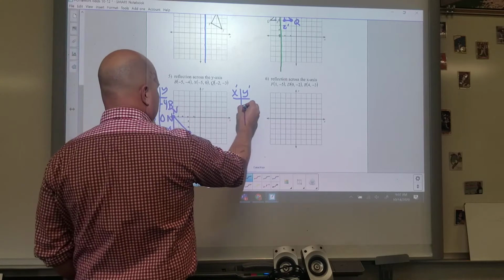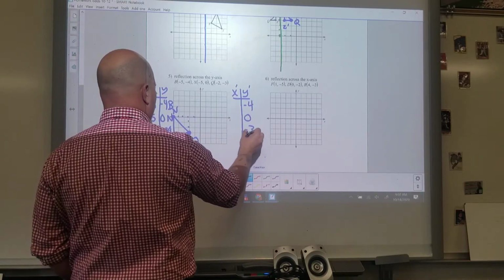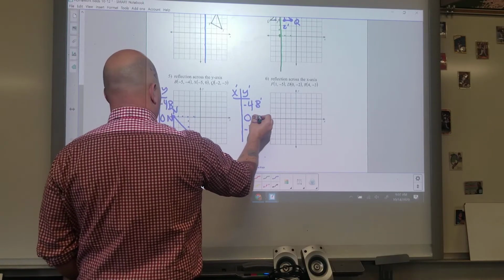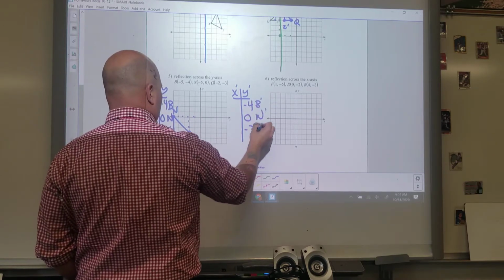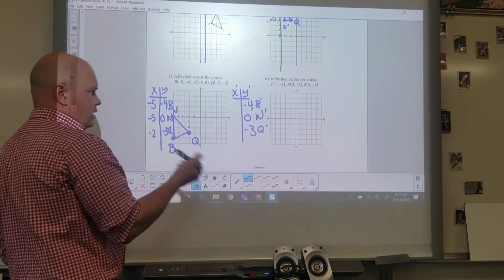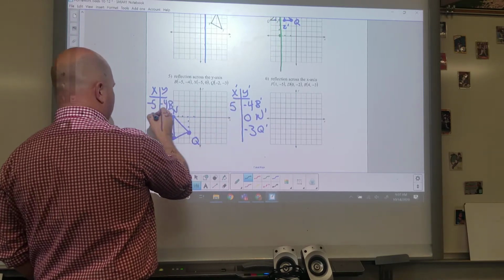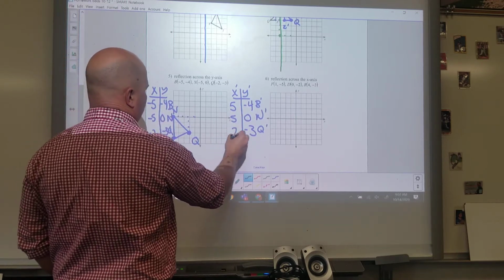So the y's are going to stay the same: -4, 0, negative 3, B prime, N prime, Q prime. And then my x's are just going to become their opposites. So instead of negative 5, it's a positive 5. Instead of negative 5, it's a positive 5. Instead of negative 2, it's a positive 2.